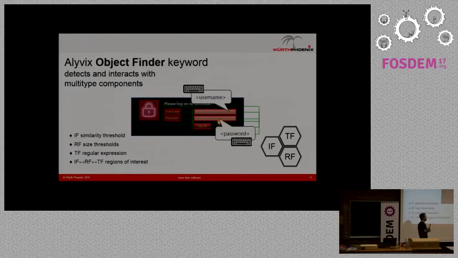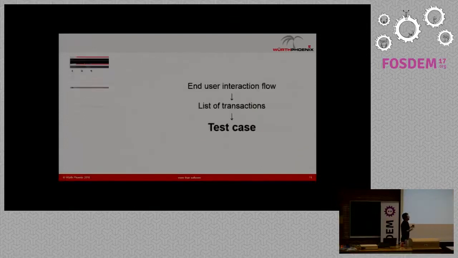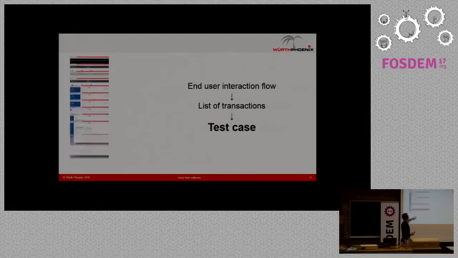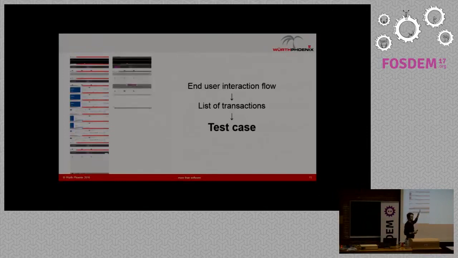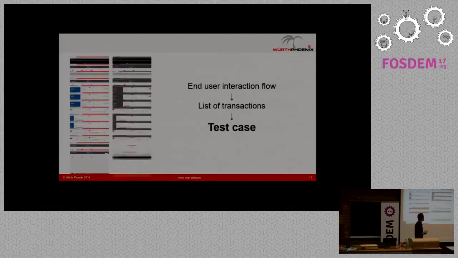The object finder itself can inherit the interaction of the basic elements. So finally, we've got a really complex object in order to solve complex transactions. Now the thing is that you don't have just one single transaction, but a list of transactions in order to solve your end-user interaction flow.